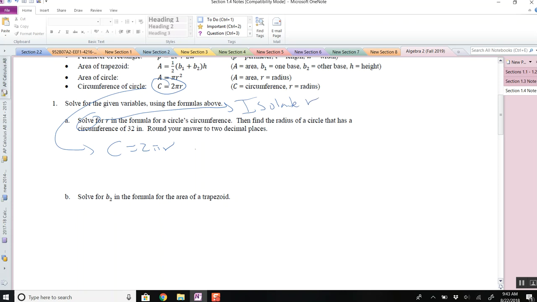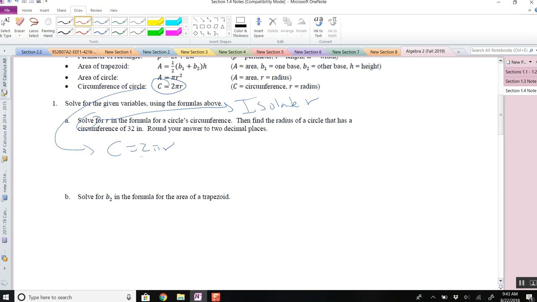Well, how is r being connected to all the other stuff on the right side? Clearly, 2 pi is being multiplied to r. The inverse of multiplication is division. So I'm going to divide both sides by 2 pi. And by doing that, the 2's cancel, the pi's cancel. So what are we stuck with? r equals c over 2 pi. So that solves for r using the circumference of a circle. So r equals the circumference divided by 2 pi.